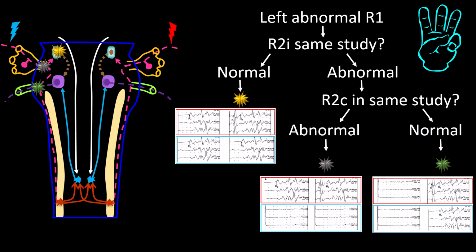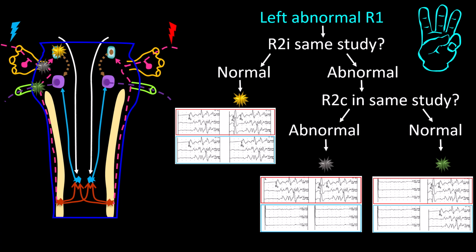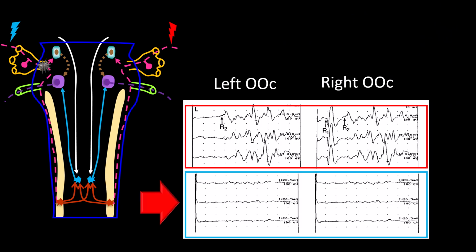Yet, for the sake of clarity, we will use its absence to illustrate the 3 blink reflex patterns associated with it. In the presence of an abnormal left R1, if the R2 ipsilateral is normal, as illustrated here and enlarged here, the pathology is at the left main trigeminal nucleus. If the left R1 is abnormal, R2 ipsilateral is abnormal, and R2 contralateral is also abnormal, as you can see here, and enlarged here. The pathology is in the distal afferent arm of the blink reflex.